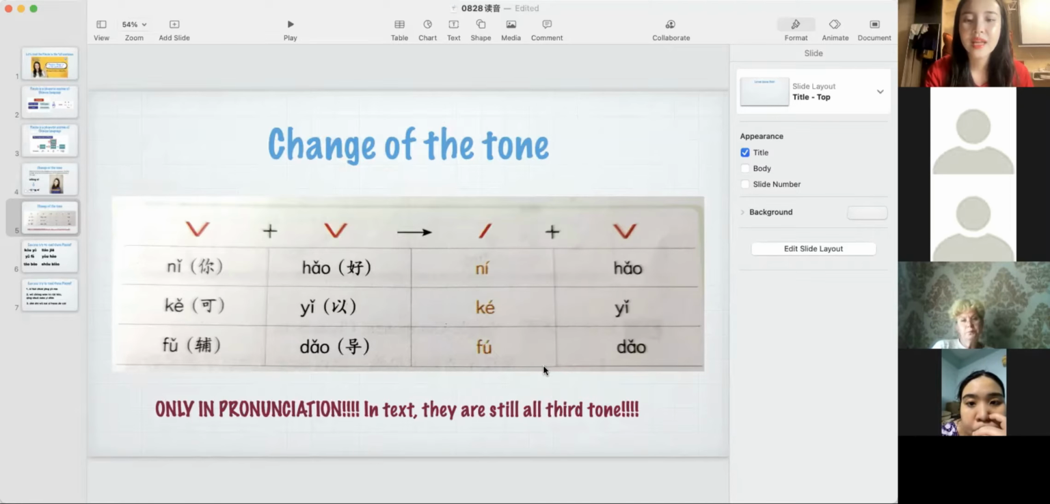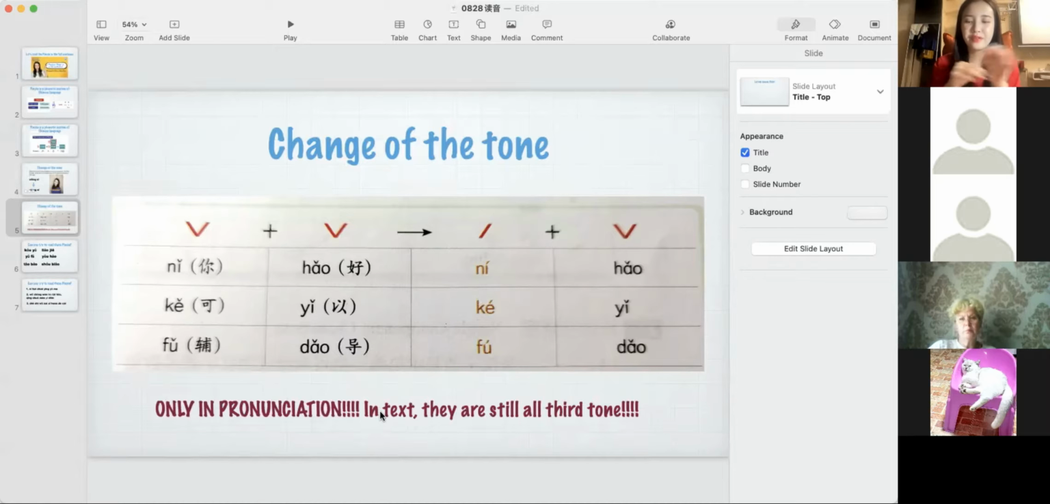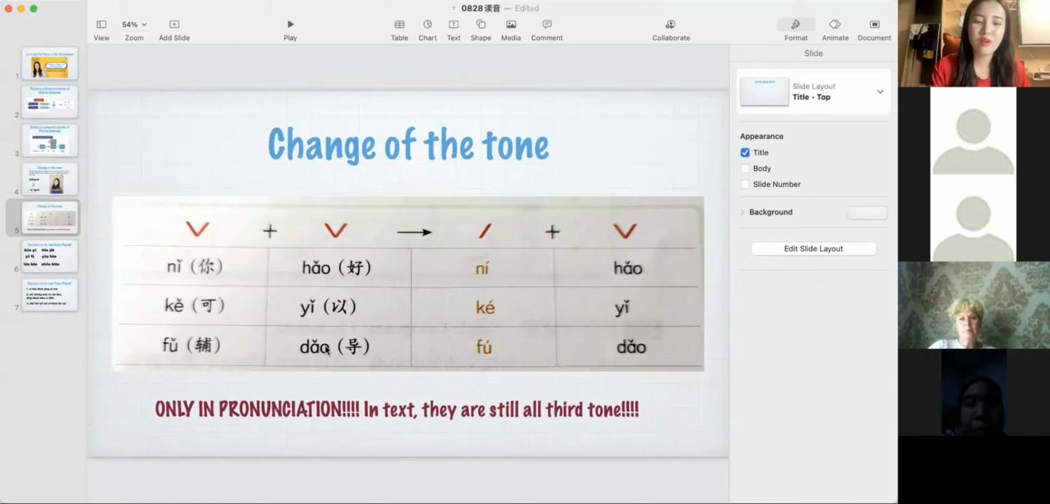And you can hear the tone clearly to feel the second tone and the third tone. 你好,可以,辅导. So basically, when two third tones are read in sequence, we change the first character into the second tone, just like in this chart. And this chart, I took directly from the HSK book. But you really have to pay attention: this is only in pronunciation. If you are writing in a test, for example, what's the correct Pinyin of this word?